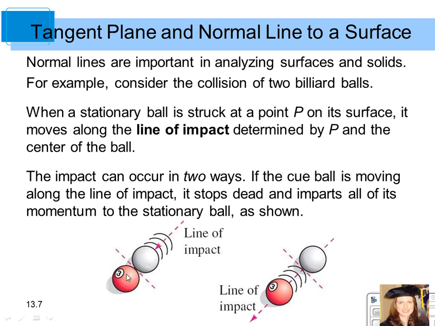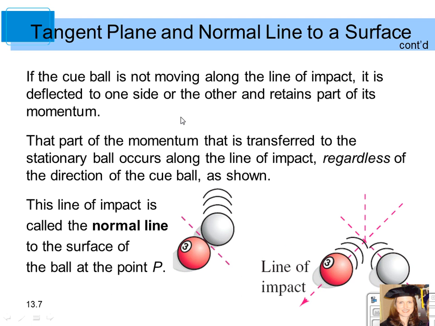The impact can occur in 2 ways. If the cue ball is moving along the line of impact, here's the point P, and if you look at the center of the ball, if it hits right there, the line of impact is going to go straight through the center of the ball. The cue ball will stop dead and imparts all of the momentum to the stationary ball as shown. So that's going to shoot off that way. So the line of impact is going straight through the center of the ball, so it's going to continue in that direction.